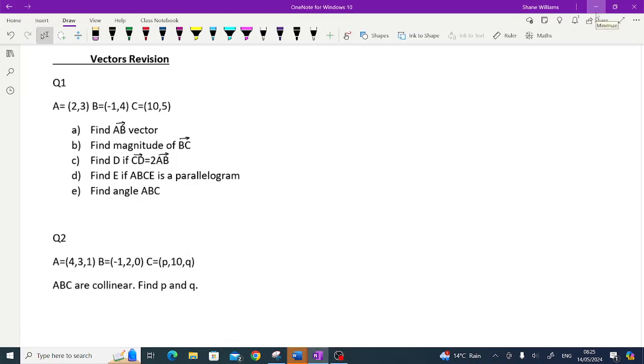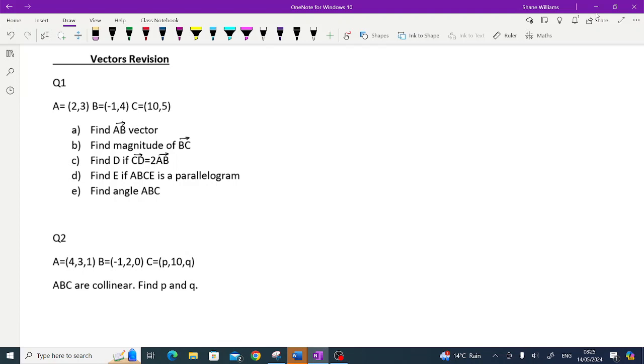So I'm just doing a revision lesson on vectors. So much of this is GCSE, but the addition of three-dimensional vectors and some difficult geometry problems are the sort of additional A-level pure sections here. So I'll just start off with some key bits.